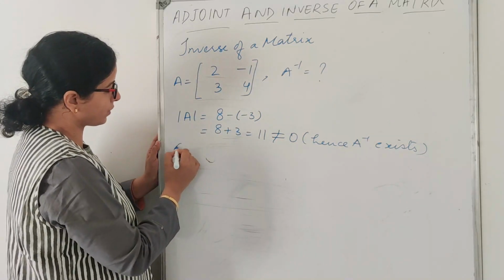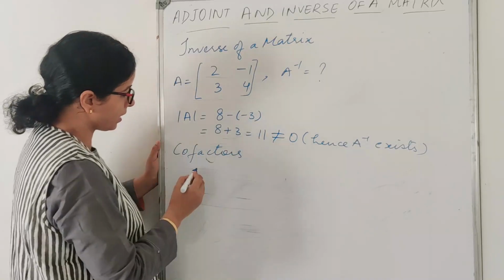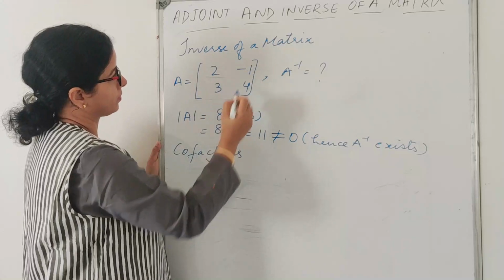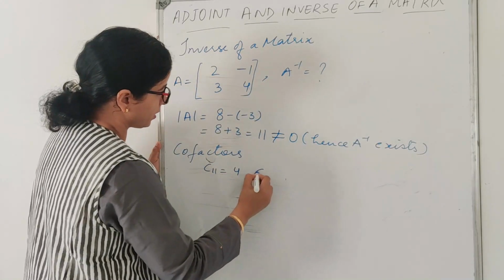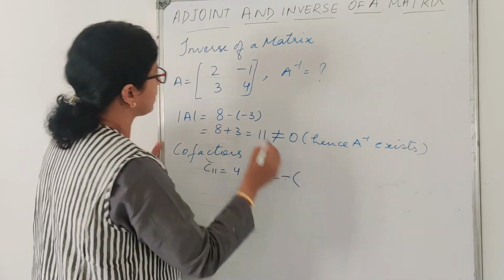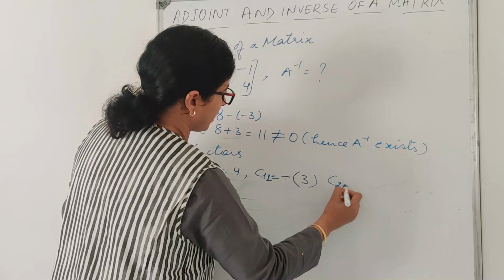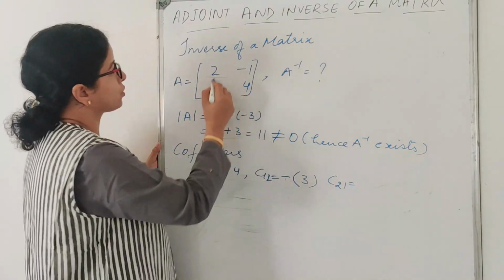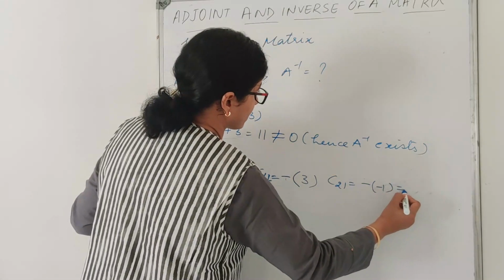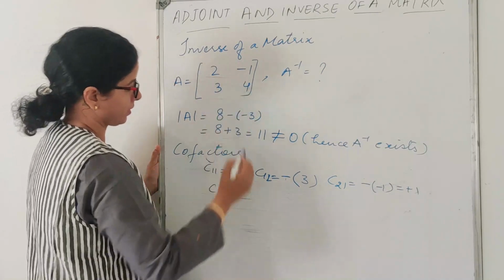Now, what we have to do? We have to find the cofactors. Okay. So what is my C11? It is 4. C12 is minus 3. C21 is, what is C21? Minus of minus 1, that is plus 1, and C22 is 2.